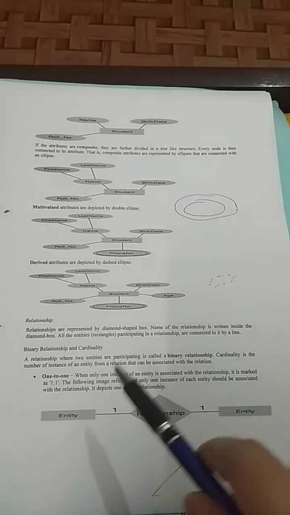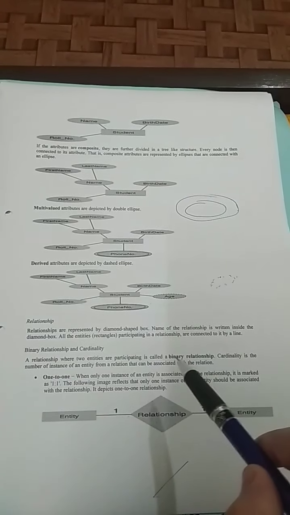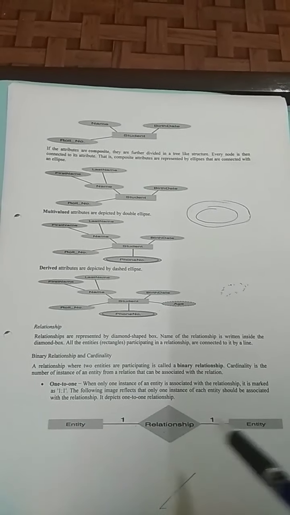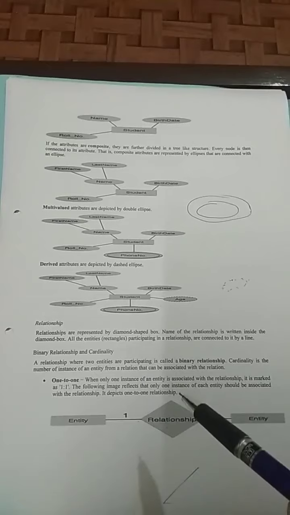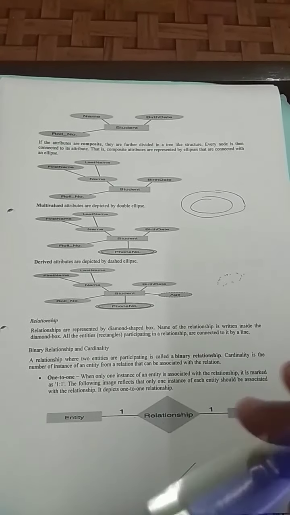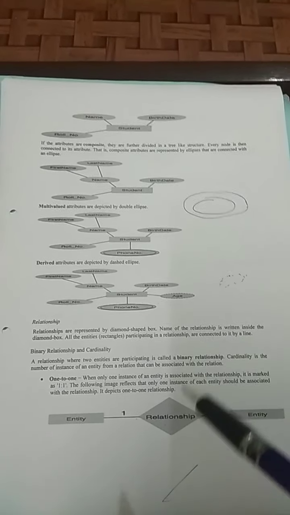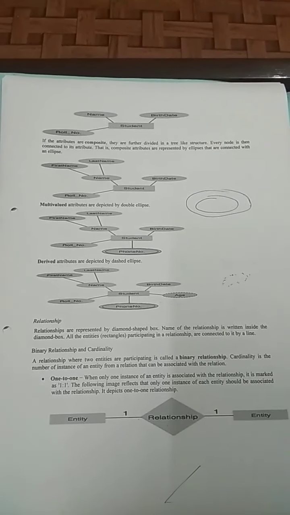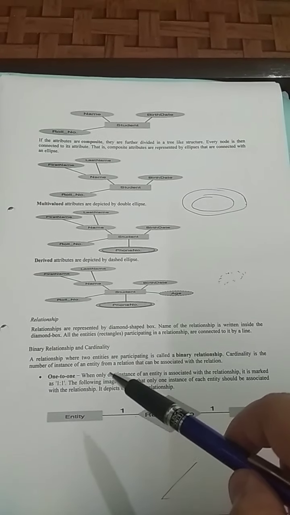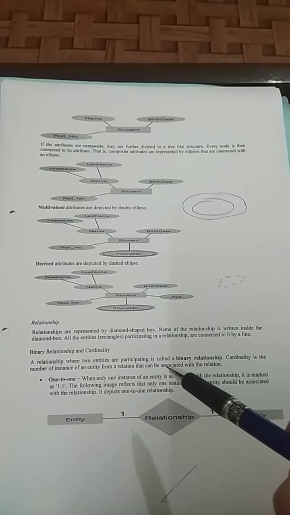A relationship where two entities are participating is called a binary relationship. So basically a relationship which consists of two entities is a binary relationship. The relationship which consists of three entities is a ternary relationship, and the relationship which consists of one entity is a unary relationship.